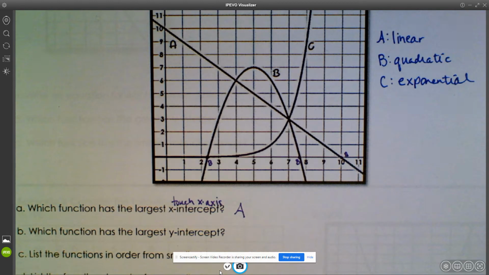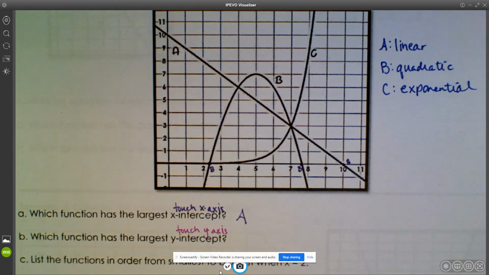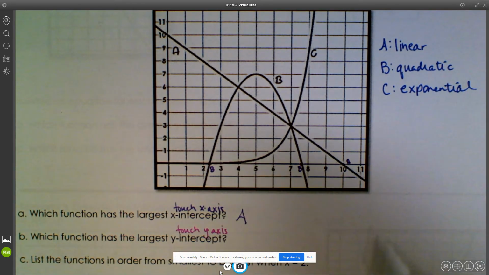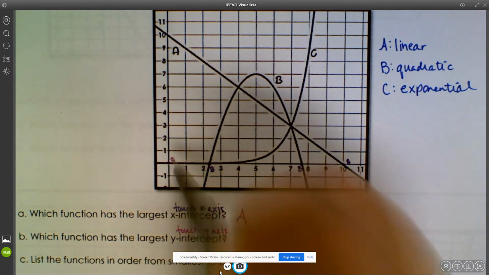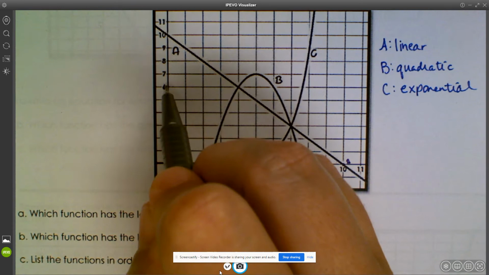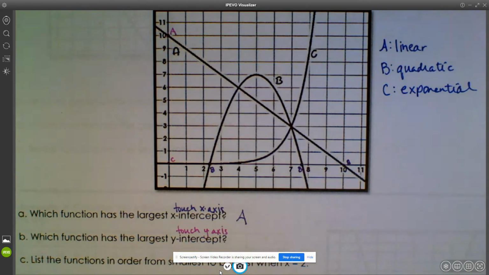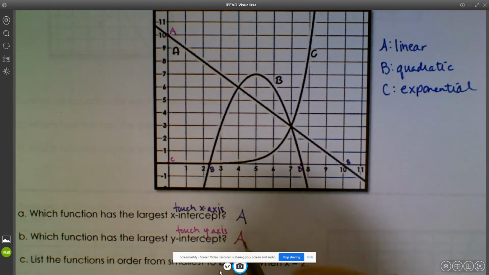Which function has the largest y-intercept? Well, remember the y-intercept is where we touch the y-axis. Function C has a y-intercept here. So we travel along the y-axis. I don't see anything until we get here, and that is actually the y-intercept for function A. All right, so function A also has the largest y-intercept. So it has the largest x-intercept. It also has the largest y-intercept.